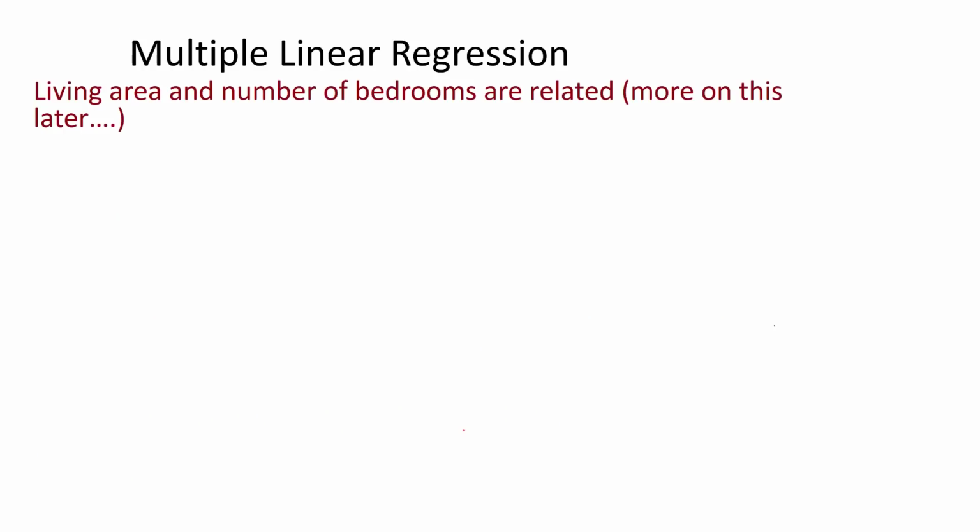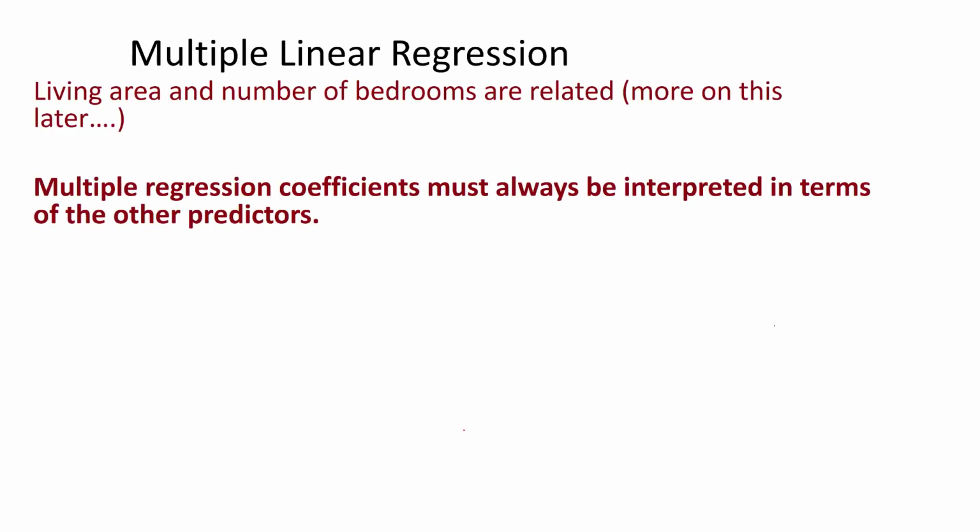What's going on here is living area and number of bedrooms are related. We're going to talk more on that concept later. That's called collinearity. But the key point that we want to emphasize now is that multiple regression coefficients must always be interpreted in terms of the other predictors.